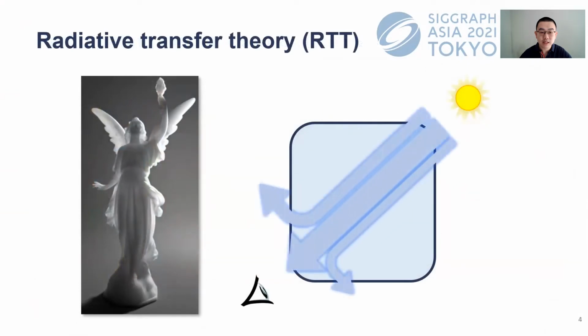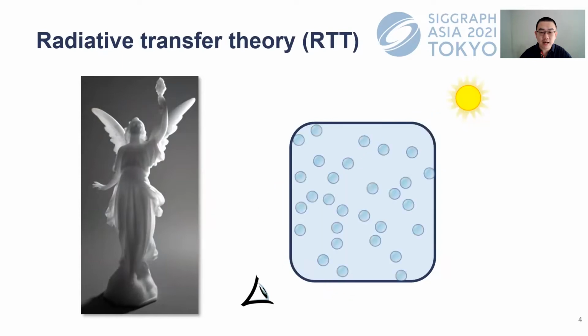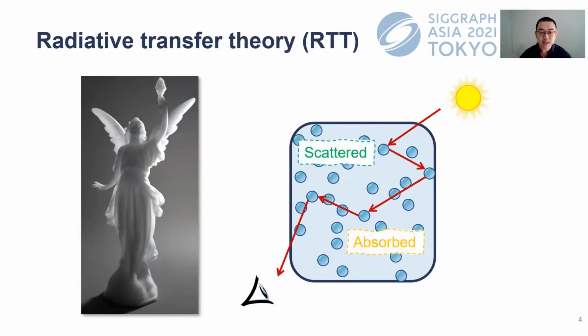Light transport in participating media is typically modeled using the radiative transfer theory. In the RTT, participating media are made of a collection of scattering particles. Here, for simplicity, I'm going to show particles in flatland. As light travels through a participating media, it suffers scattering and absorption events before it reaches our eyes.